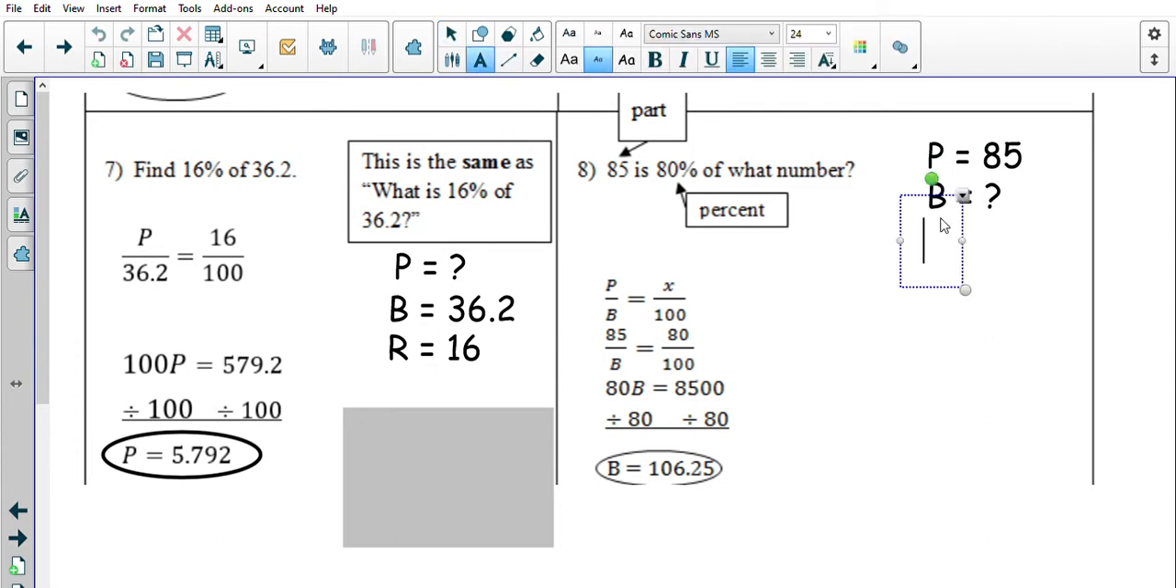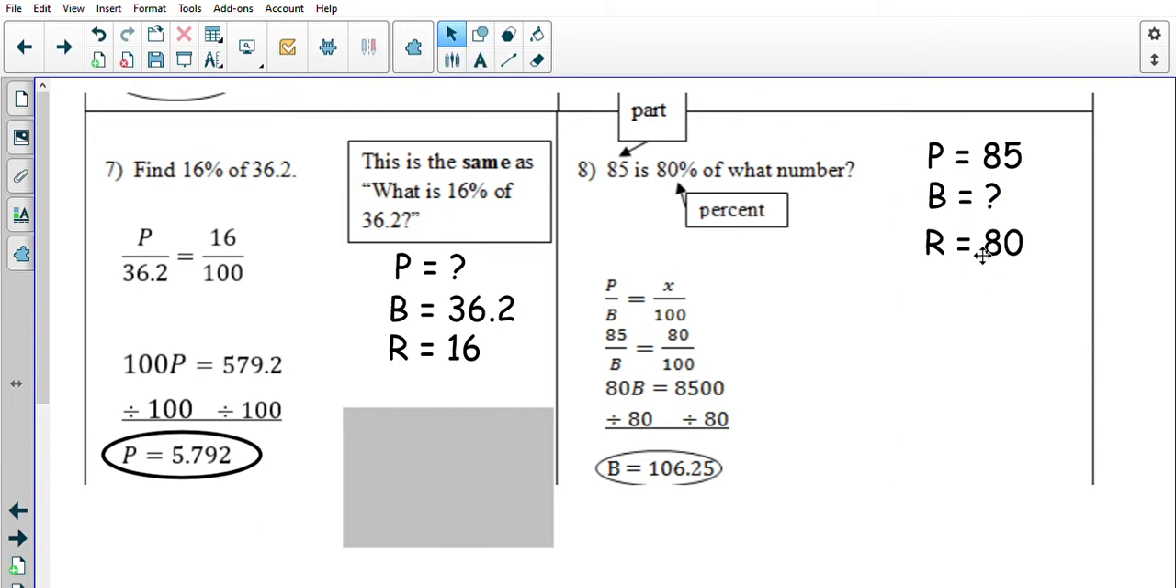And then, of course, R is 80 since that's our percent. So P over B is 85 over B equals 80 over 100, for R over 100. Cross multiply, we have 80 times B is 80B, 85 times 100 is 8500. Divide both sides by 80 to get 106.25. And again, go through those examples that are already done in your notes really quickly.